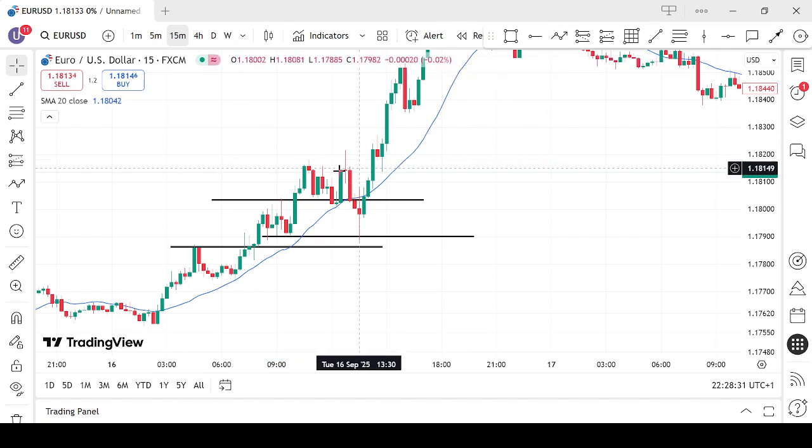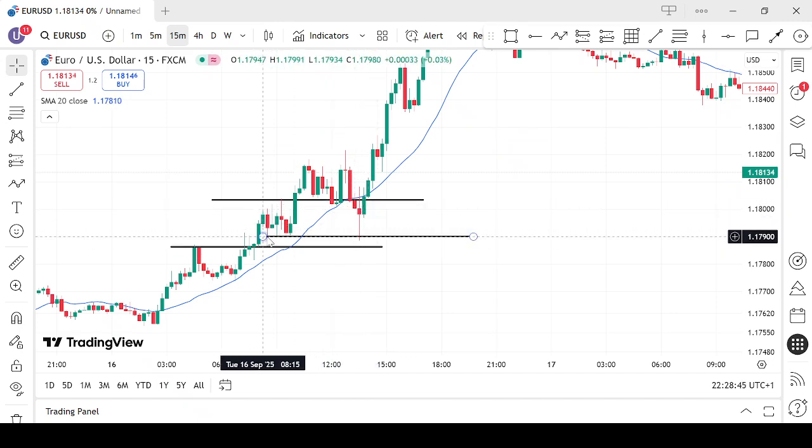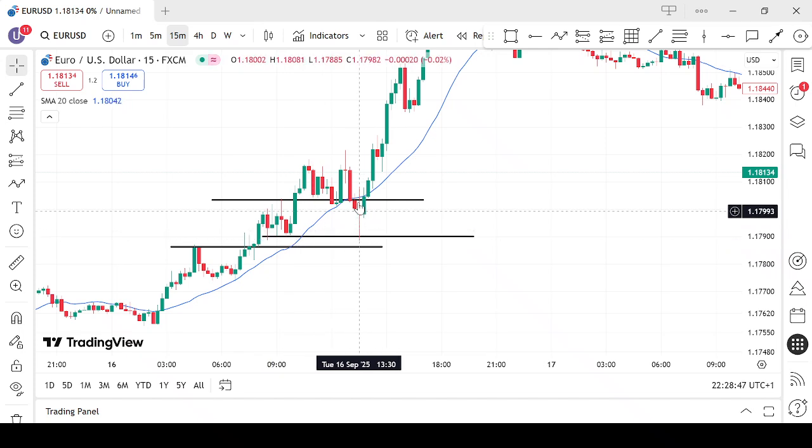Let me remove this. When price came back to our resistance level, this line here, you can see price dipped in and reversed from that area. You just need to watch how price reacts at your area. You can see price still came to this support region before it reverses. So it shows that support and resistance levels are highly strong zones that price tends to respect.